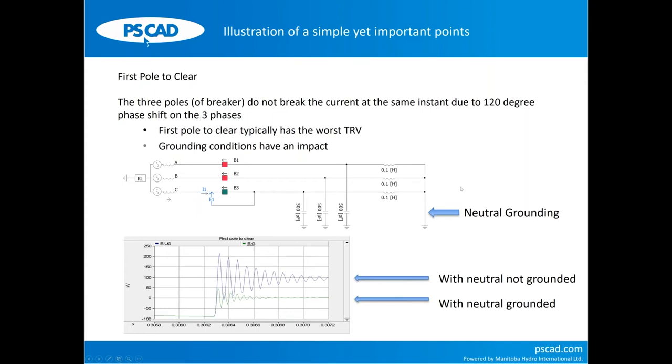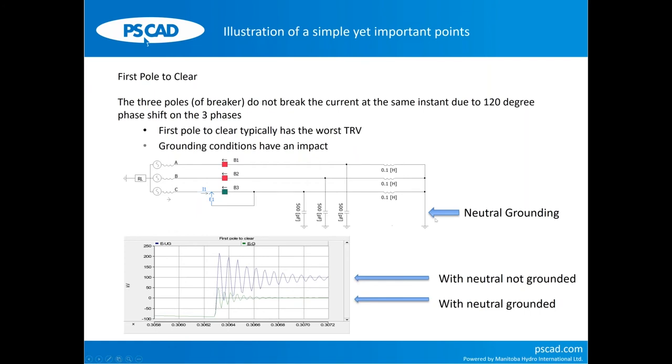Depending on the grounding, the first pole opening can be critical because of the neutral point voltages. The TRV can be critical depending on the grounding condition. For example, here we have a neutral grounded system. As soon as you open this particular breaker, your oscillation is between this inductor and this capacitance. But if you have an ungrounded system, the oscillation can be through this capacitance, some inductance and some other capacitance. You definitely know this, it will be modified.